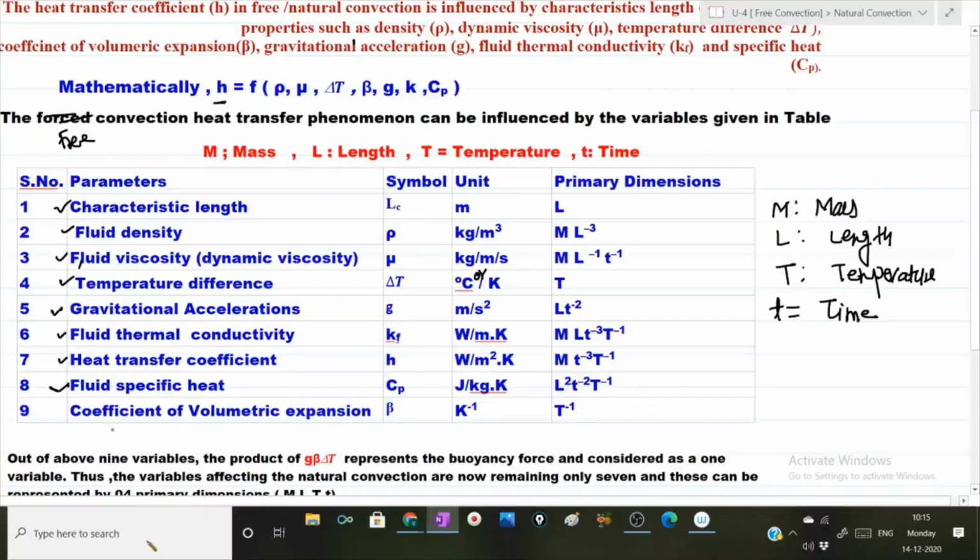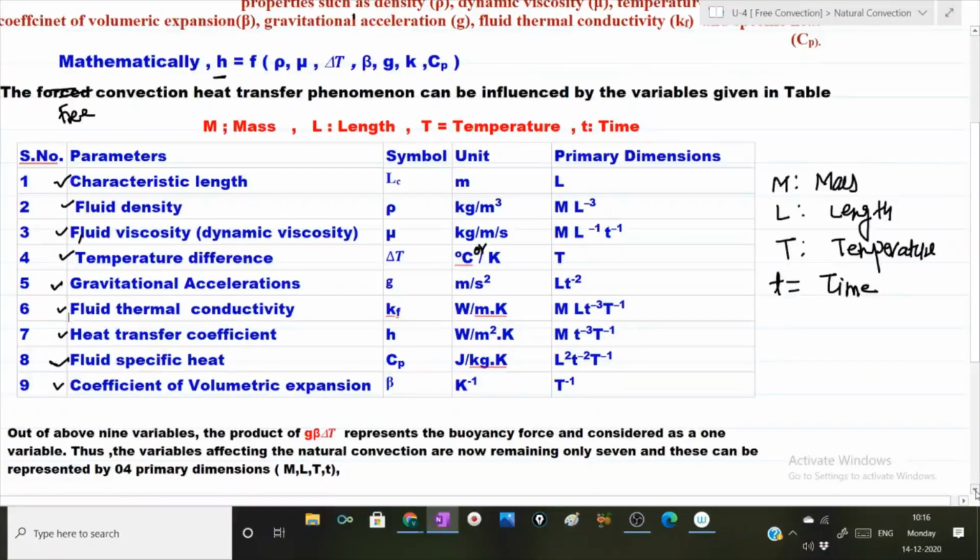And the last variable affecting the free convection phenomenon is the coefficient of volumetric expansion beta. Its unit is Kelvin inverse, that is the inverse unit of temperature, and its primary dimension is capital T minus 1. So this way I could represent all the variables with their notations, their respective units and representation in terms of primary dimensions M, L, T and small t.